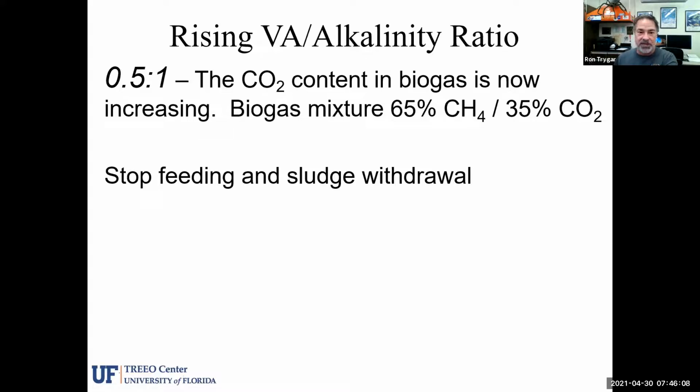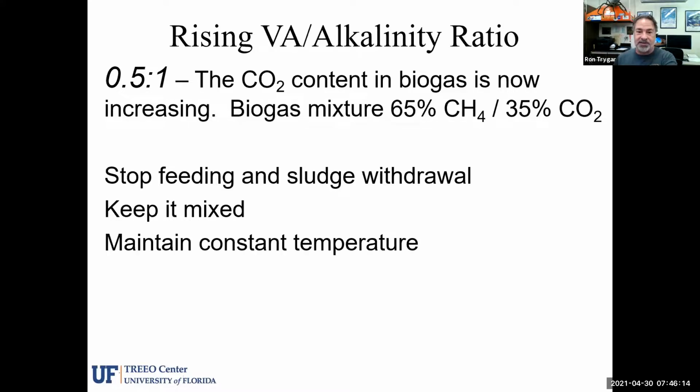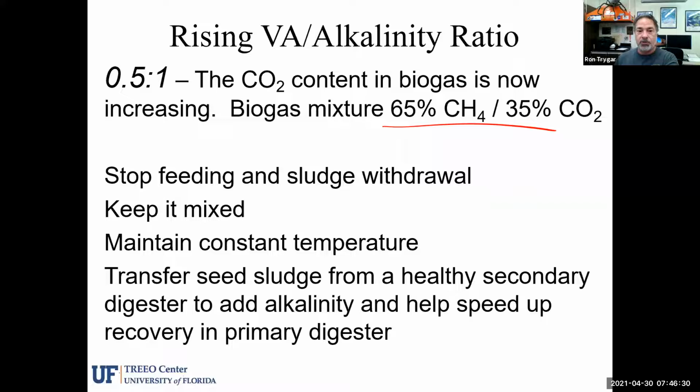So stop feeding and stop the sludge withdrawal. Don't take sludge out of the digester, and don't put any more sludge into it. Keep it mixed. Make sure the temperature remains constant. Don't let the temperature fall. If the biogas is not burnable in your boiler or your hot water heaters, then you may have to switch to natural gas to supplement, so that you do have the ability to keep the water warm. Transfer some seed sludge from a healthy secondary digester. So going back to the pictures, we talked about valves that you can use to transfer from one to the other.